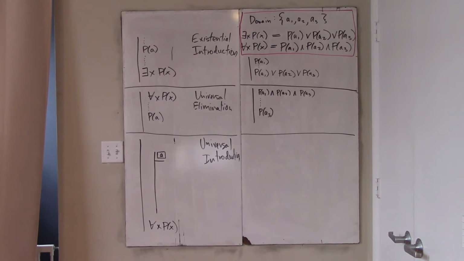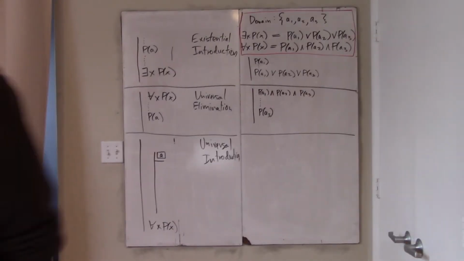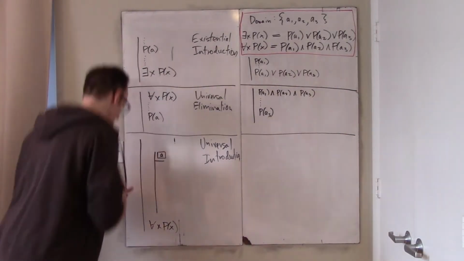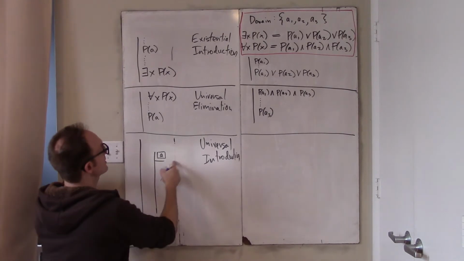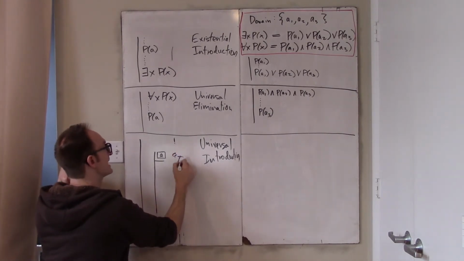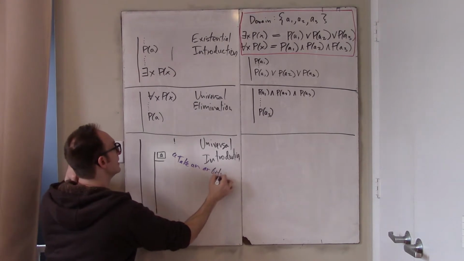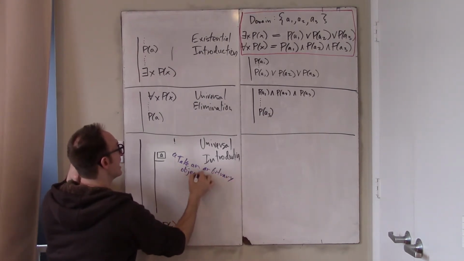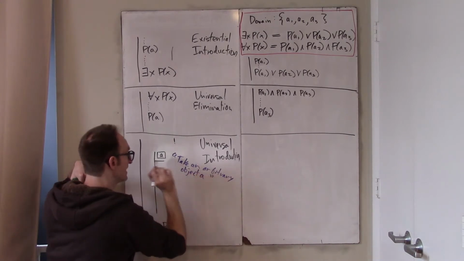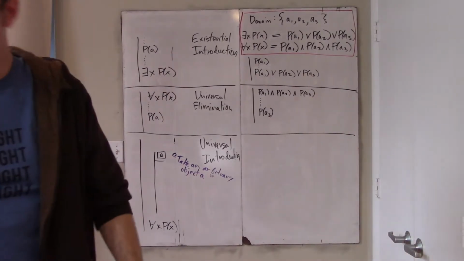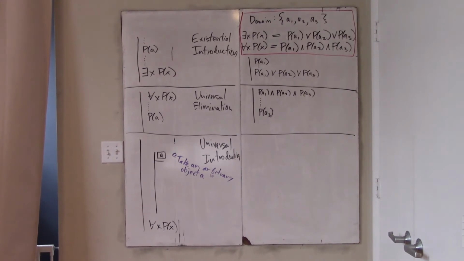Take an arbitrary object A. I'm just going to write this every single time. So this stands for: take an arbitrary object A. Just like we choose an arbitrary triangle, just like we choose an arbitrary real number, take an arbitrary object A.